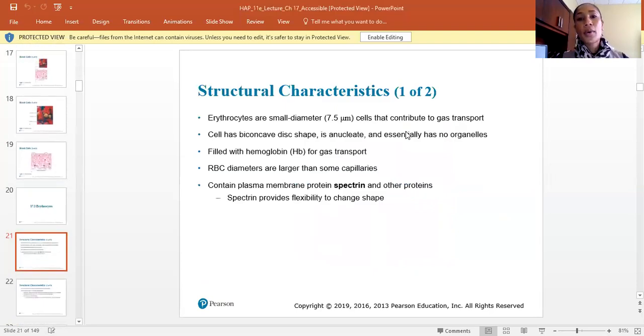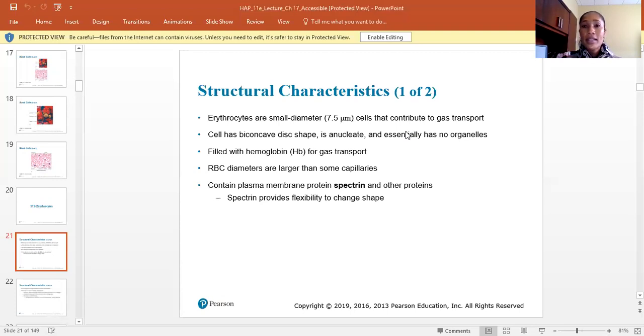So let's talk a little bit more about red blood cells, or erythrocytes. They're very small in size, and their biggest function is going to be gas transport. So we know that red blood cells are going to carry oxygen, and they will also carry a little bit of CO2 as well, to and from our cells. They have a biconcave shape. They do not have a nucleus, and there are no structures within the cell.